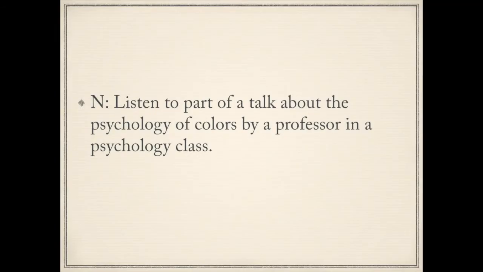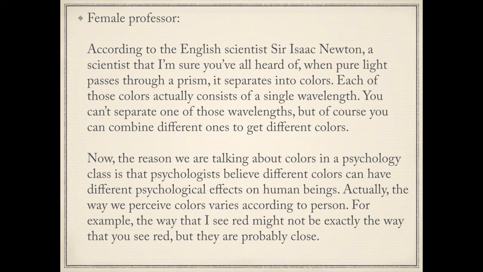Okay, so listen to part of a talk about the psychology of colors by a professor in a psychology class. So here we go. According to the English scientist Sir Isaac Newton, a scientist that I'm sure you've all heard of, when pure light passes through a prism, it separates into colors. Each of those colors actually consists of a single wavelength. You can't combine one of those wavelengths, but of course you can combine different ones to get different colors.